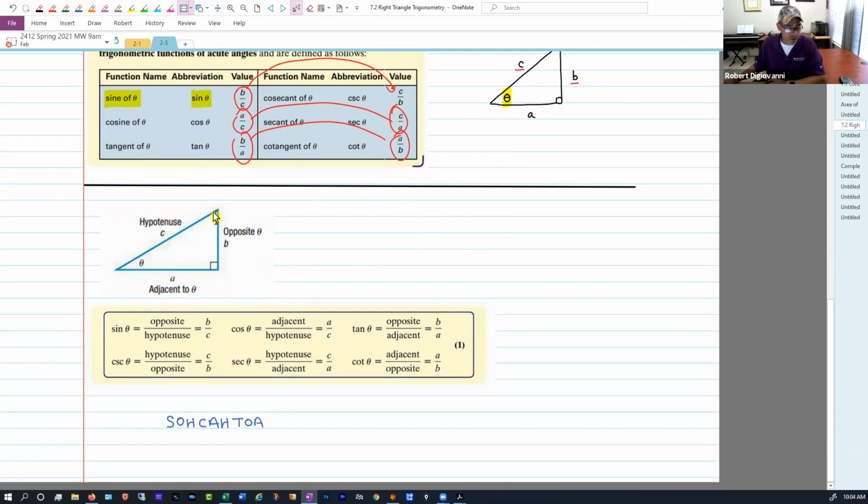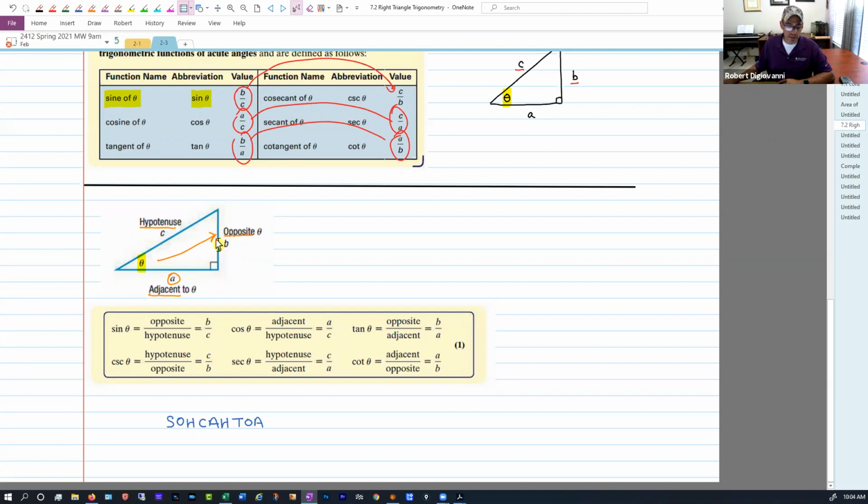If you have a triangle, instead of looking at it as A, B, C, here's theta. We can call the side that's closest to theta, this leg, the adjacent side. The side over here we call the opposite of theta, because it's opposite of theta. And then the hypotenuse is just the longest side.